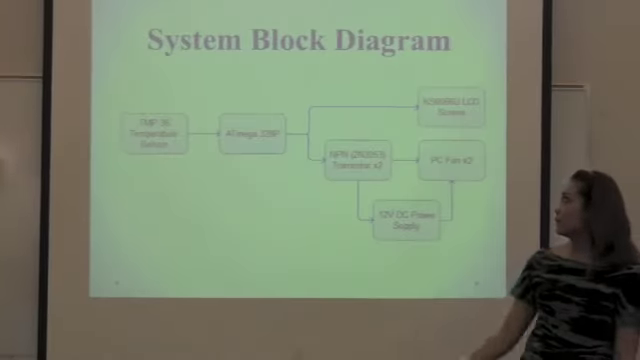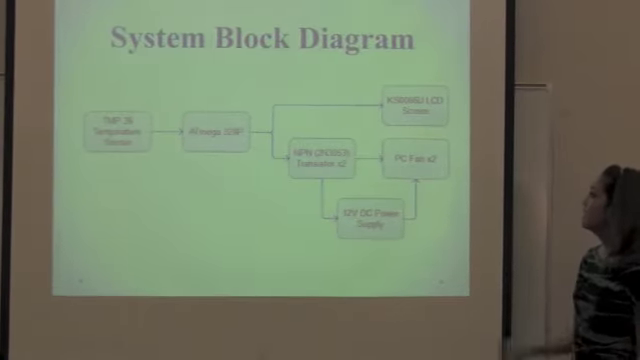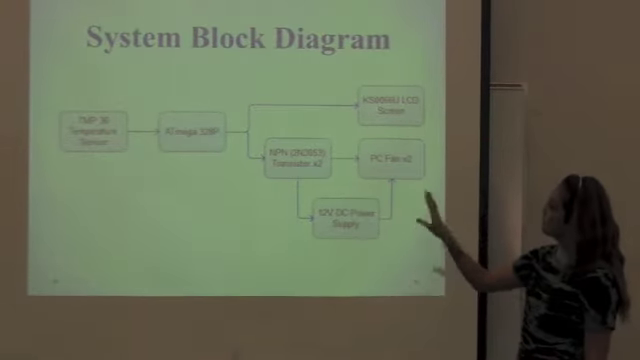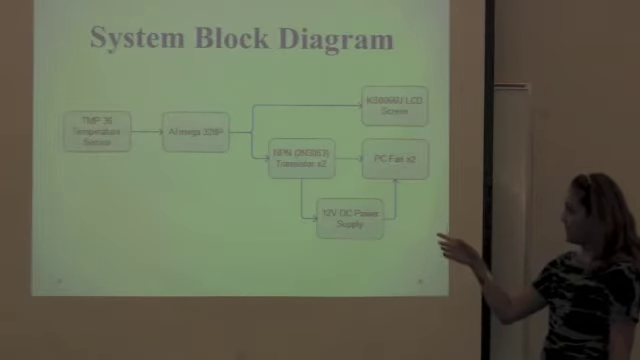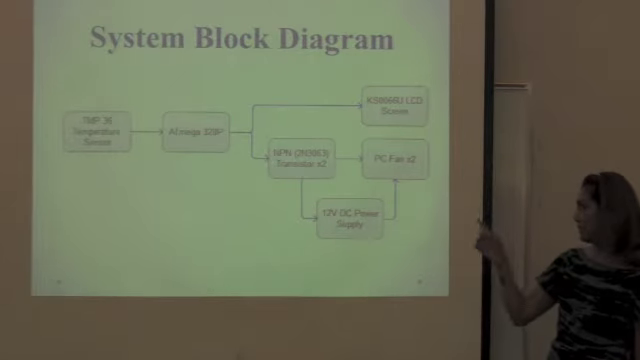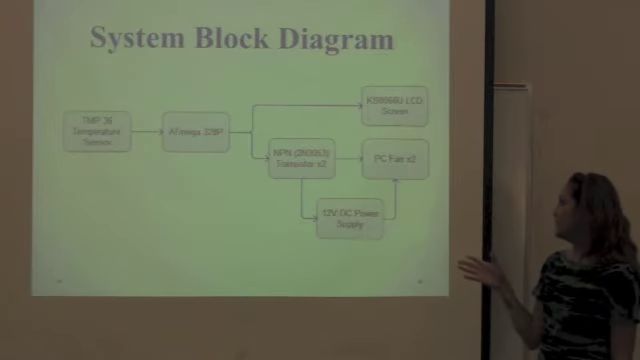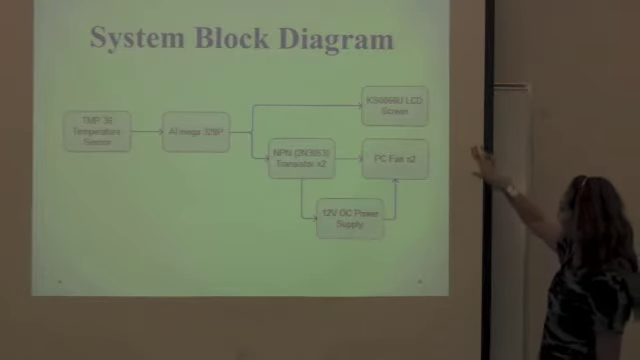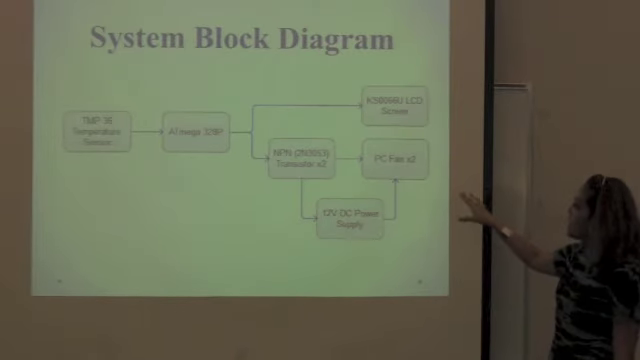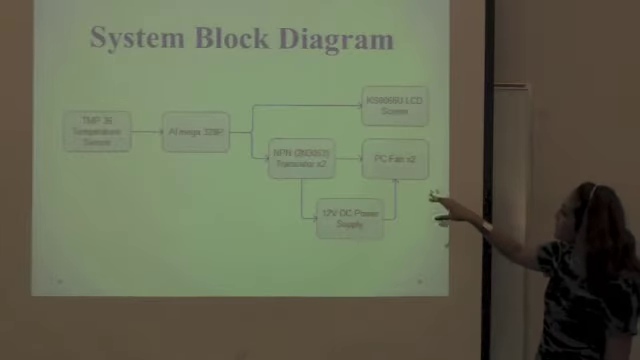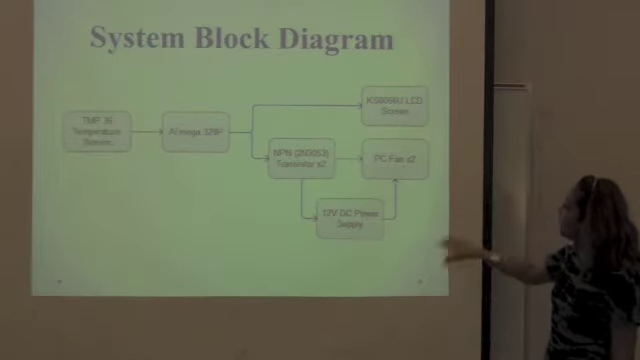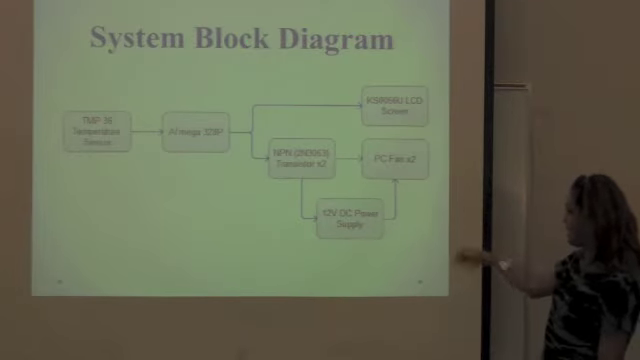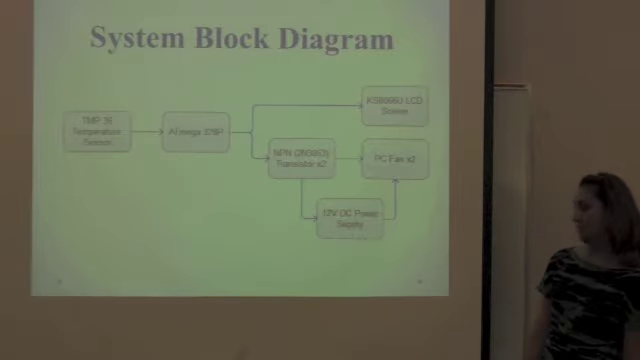And here's our high-level overview of the system. The temperature sensor senses the temperature, reads the voltage, and sends it to the ATmega328P. The ADC converts it to a digital value, and then that information goes to the screen and the PC fan. And so we need a transistor to supply current for the fan and a 12-volt power supply.